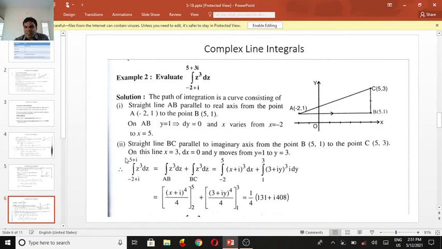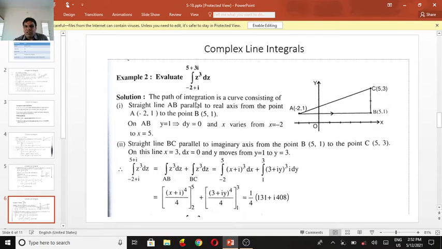Again, now we come to the straight line BC. So line AB is over, and we come to the line BC. Line BC is parallel to the imaginary axis. If the coordinate of point B is (5, 1), then the coordinate of point C is (5, 3), as given. So on the line x equal to 5, the derivative dx equals 0. So x equal to 5, dx is 0. Observing BC, y moves from 1 to 3.